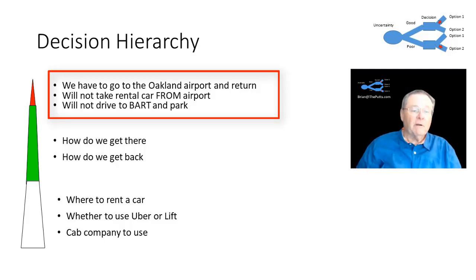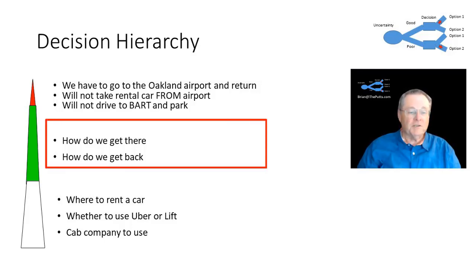We're not going to take a rental car from the airport because there's a premium for renting a car at the airport. We will consider taking a rental car from Fremont, however. We're not going to drive to BART and park because if I'm going to do that, I might as well just park at the airport.